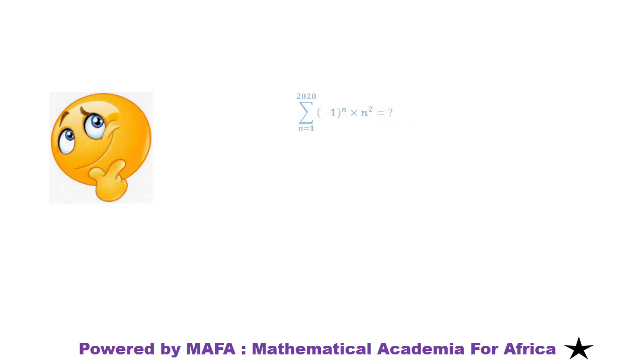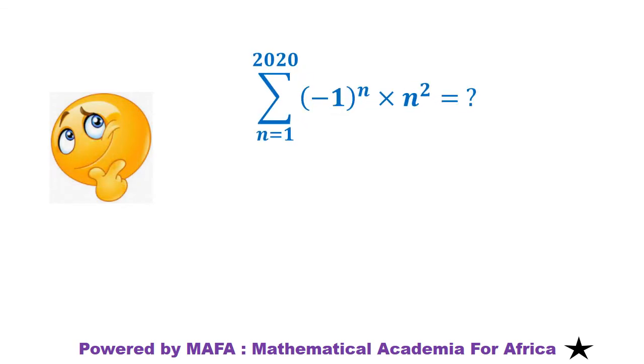Hi to everyone. We have a very interesting sum here, which is the sum from n equal to 1 to 2020 of negative 1 to the n times n squared.